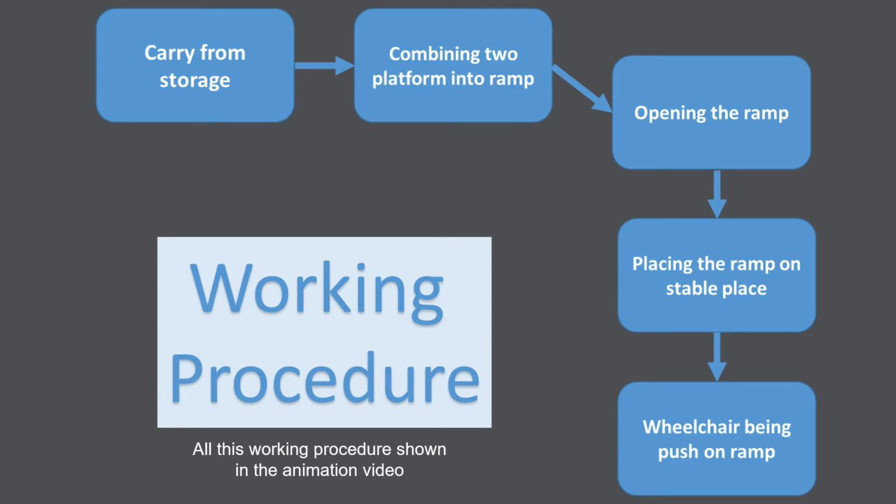Working procedure. Firstly, carry out from storage. For example, our ramp can be put into the bonnet of the car. Secondly, combining two platforms into a ramp. This is because our ramp can separate into two parts and can be combined to be one part. Thirdly, opening the ramp. And next, placing the ramp on a stable place, and lastly, the wheelchair is pushed across our ramp. For information, all these working procedures are shown in the animation video.